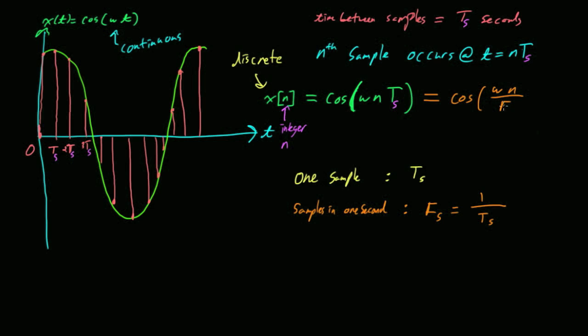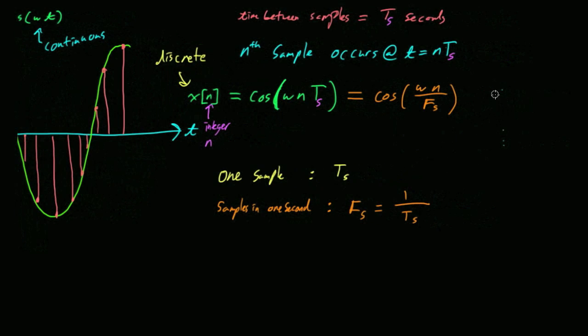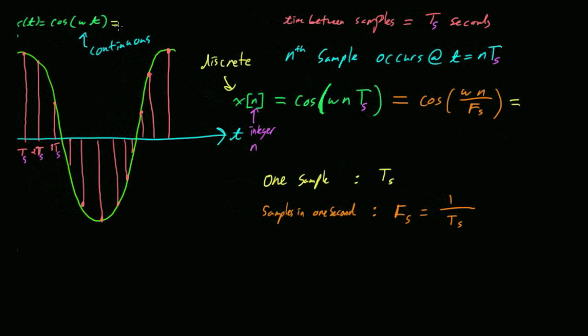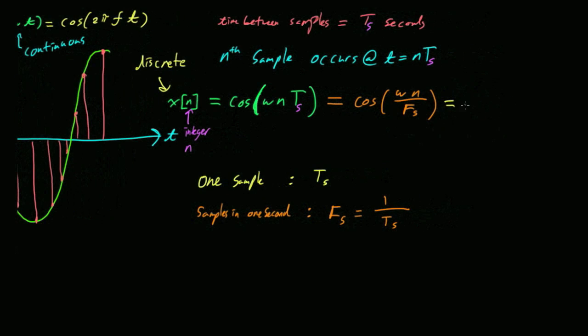And just so we're clear, what's omega equal to? 2 pi f. So instead of expressing my continuous time frequency in radians per second, I could also say 2 pi f over f sub s, n. It's the same thing, right? Okay.